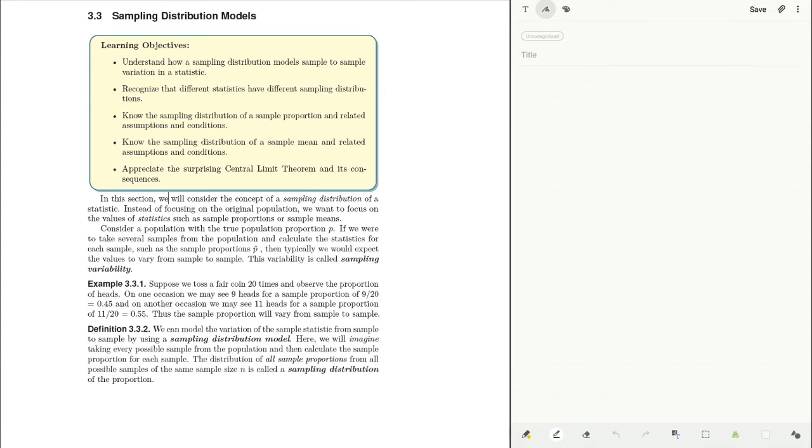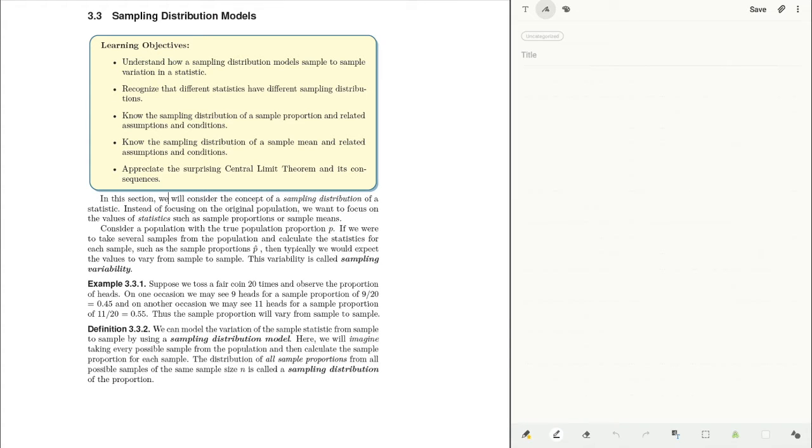In this video we're going to introduce a special type of model called sampling distribution models. Instead of working with the original population, we want to focus on the values of statistics such as sample means or sample proportion. Let's consider a population that has a population proportion P.